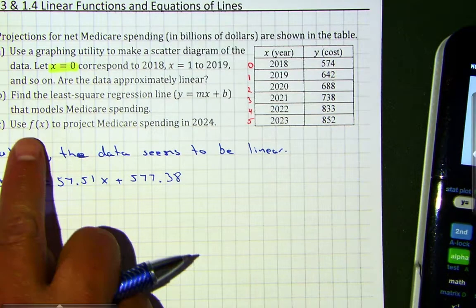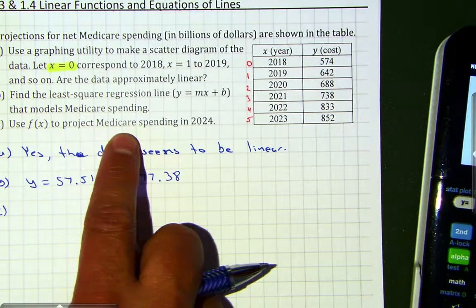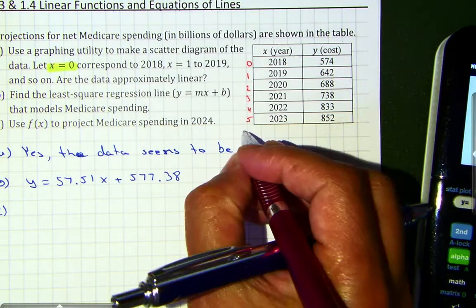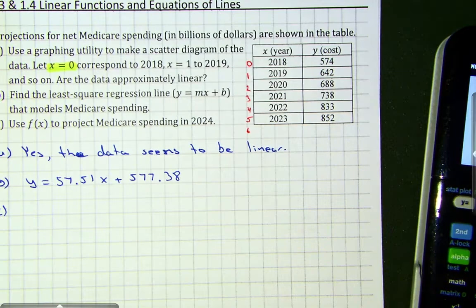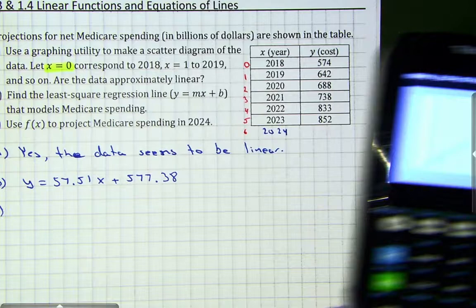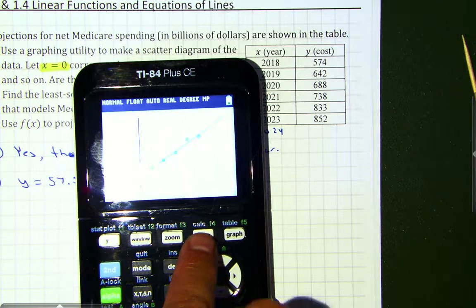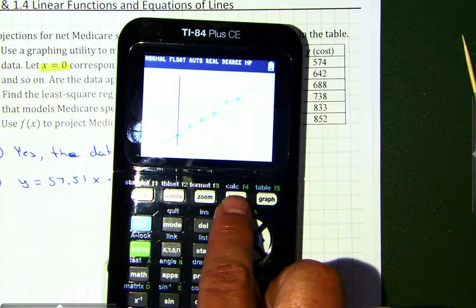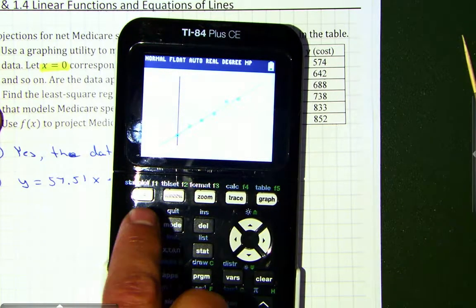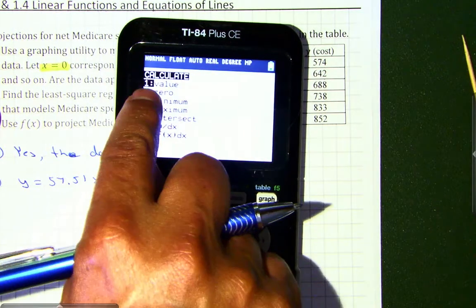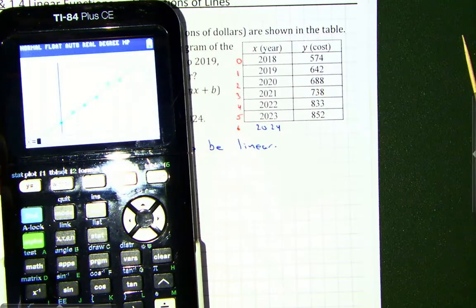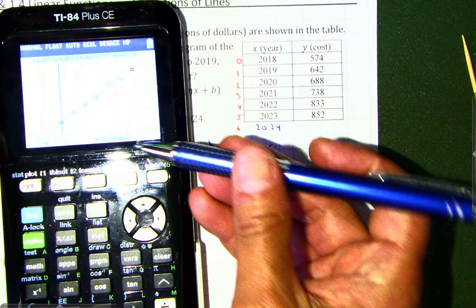Use f of x to project Medicare spending in 2024. So therefore, if I'm going to 2024, the next point will be 6. So now I'm going to use the calculation. If you notice on top of trace, you'll see calculate. So I'm going to second calculate, calculate the value, number 1, and I want x to be 6. And that gives you the projection, which will be 922.